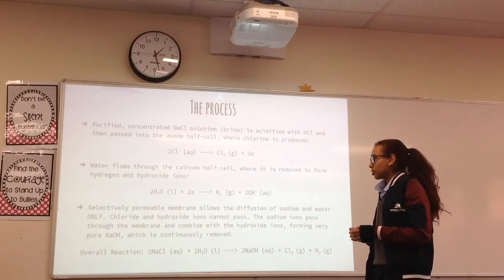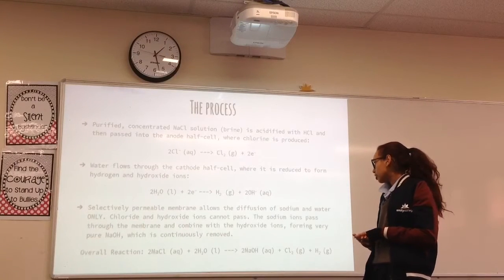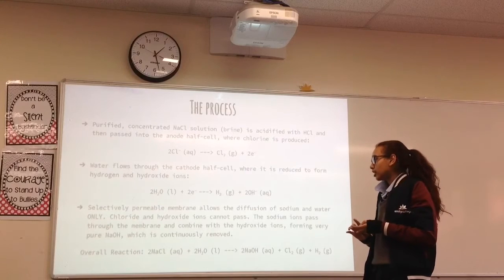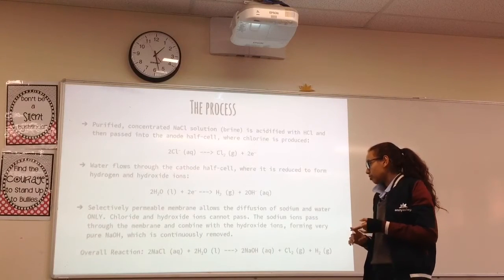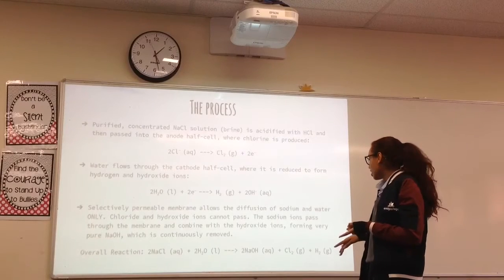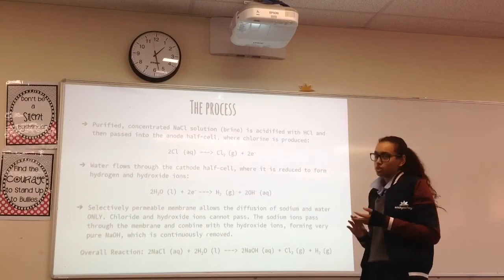And the selectively permeable membrane allows the diffusion of sodium and water only. Chloride and hydroxide ions cannot pass. The sodium ions then pass through the membrane and combine with the hydroxide ions, forming very pure sodium hydroxide, which is continuously removed.